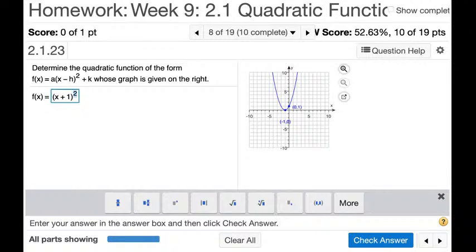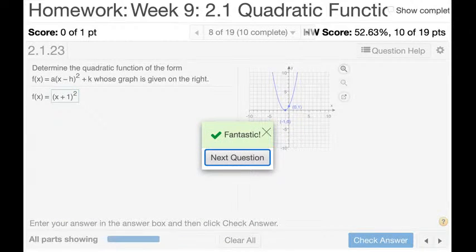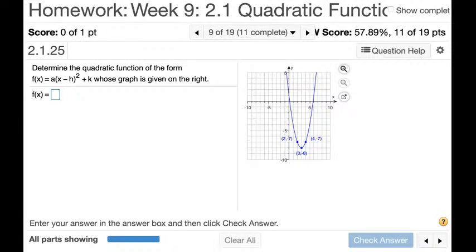Awesome sauce. Okay. Let me check the chat really quickly. Looks good. Let's go to the next question. Quadratic function whose graph is given on the right. Okay, let's do this one. So this is what, number 9? Let's start about right there. So number 9.